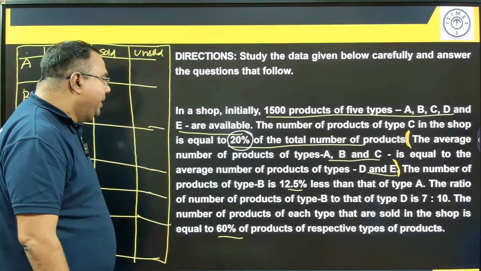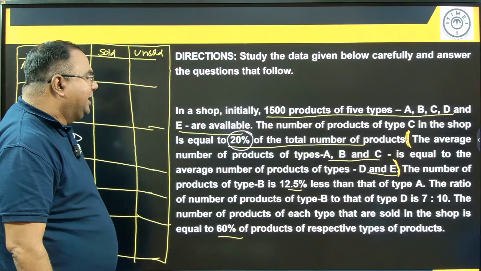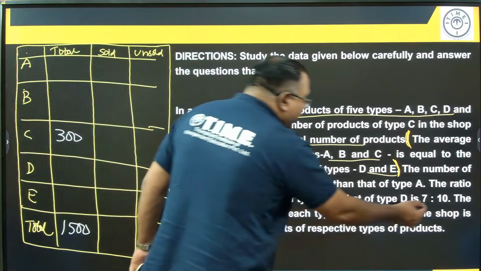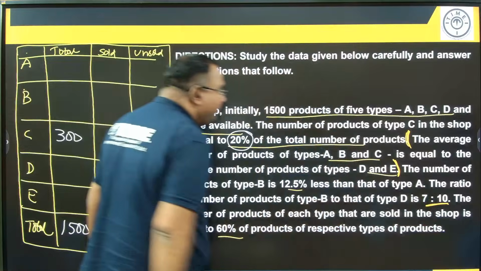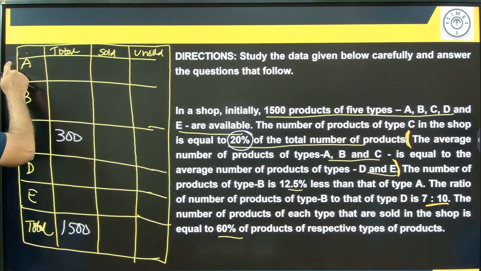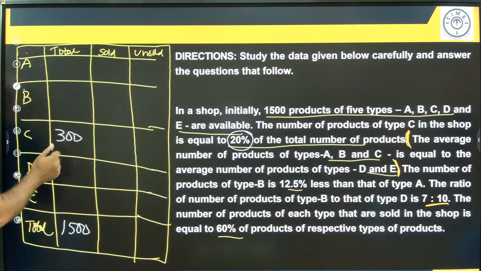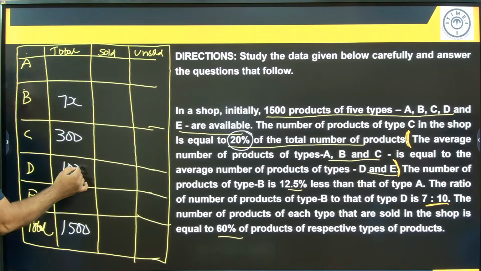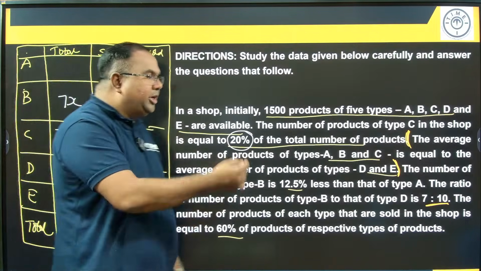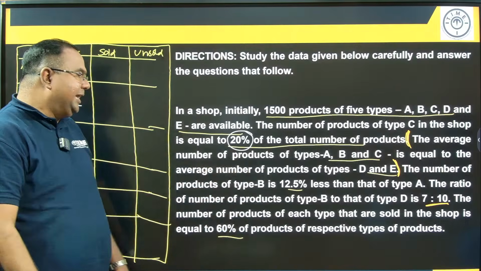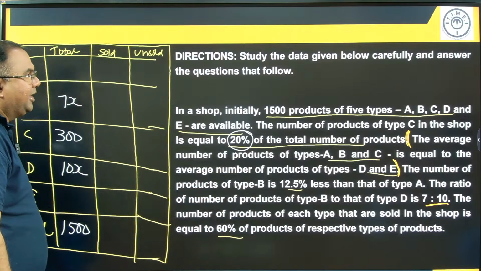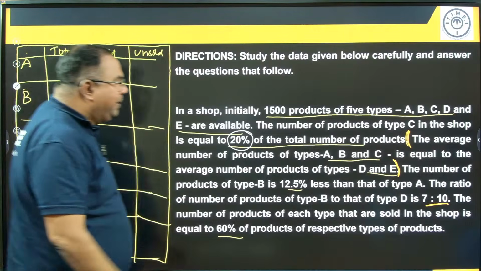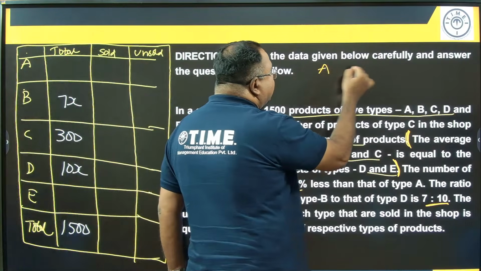The number of type B products is 12.5% less than A. The ratio of number of products of type B to type D, okay, B is to D, 7 is to 10. So I can say B 7x, D 10x. It is 7 is to 10 ratio, always in its simplest form. So 7x and 10x. And we have a relation here between A and B. B is 12.5% less than A.